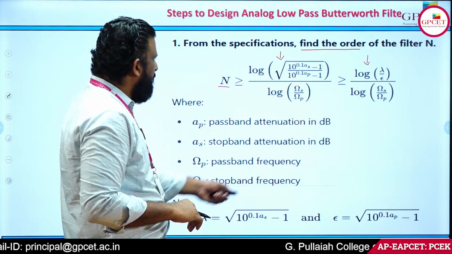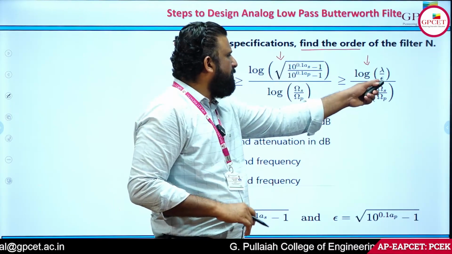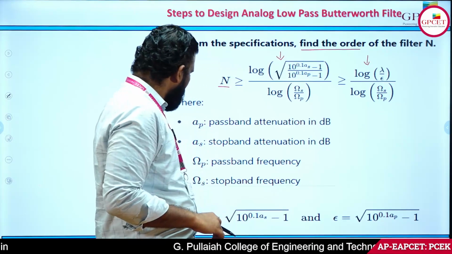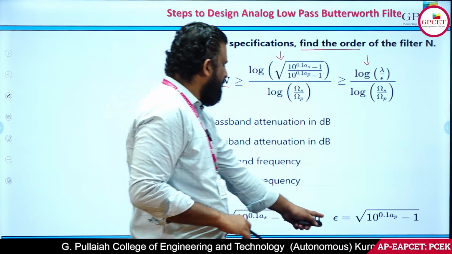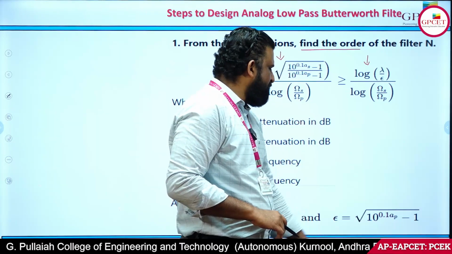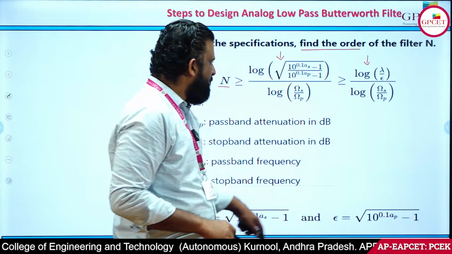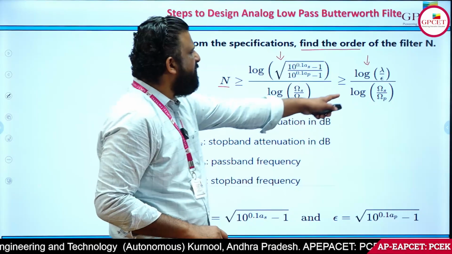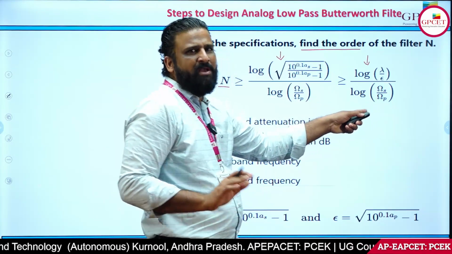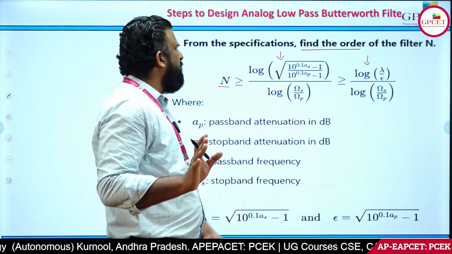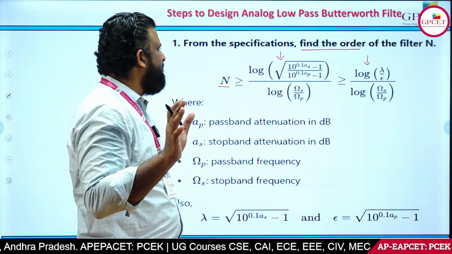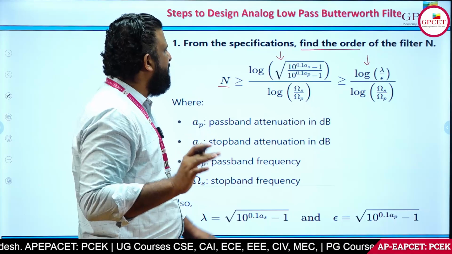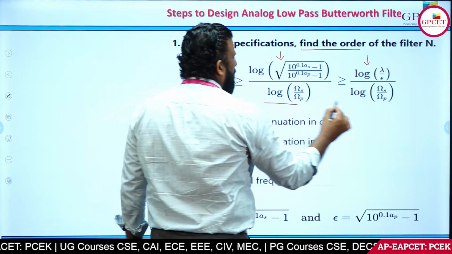Now, if they have given lambda or epsilon, then lambda is equal to square root of 10 to the power of 0.1 AS minus 1, and epsilon is square root of 10 to the power of 0.1 AP minus 1. If these specifications are given, we need to use this formula. Be careful. When you get a problem, first observe the specifications. Depending upon the specifications, you need to use either this formula or that formula.